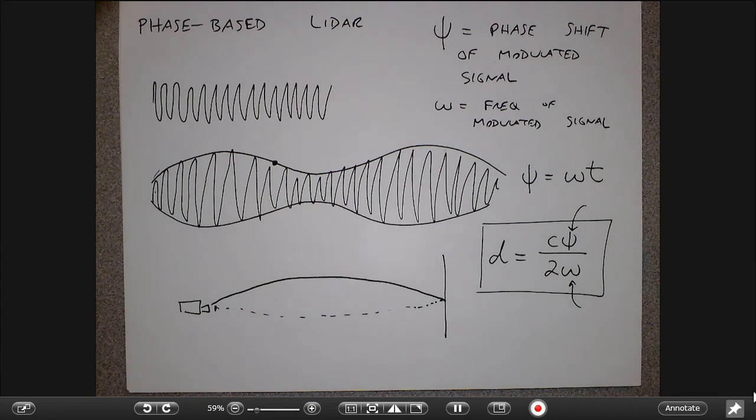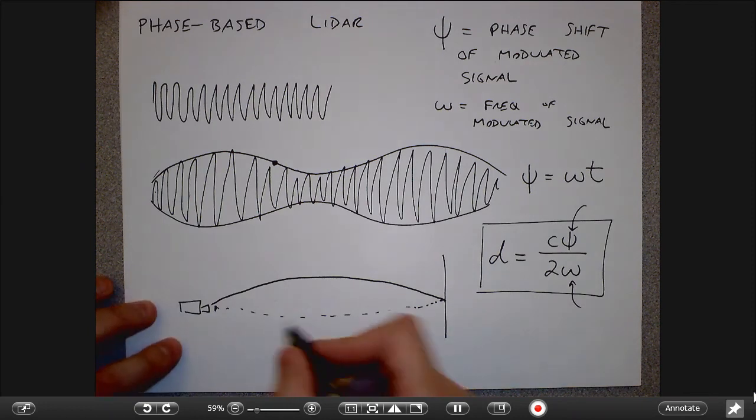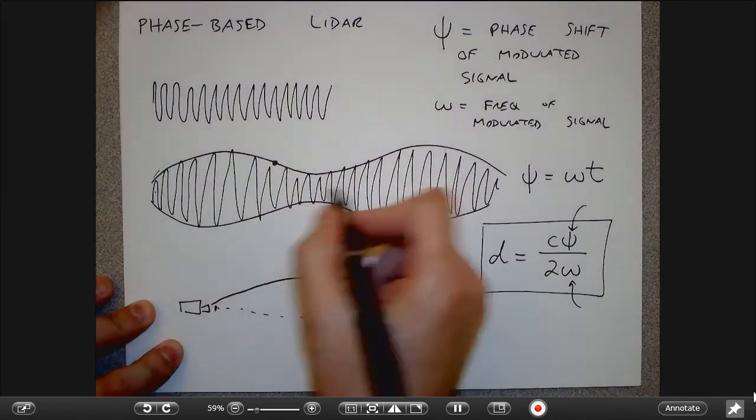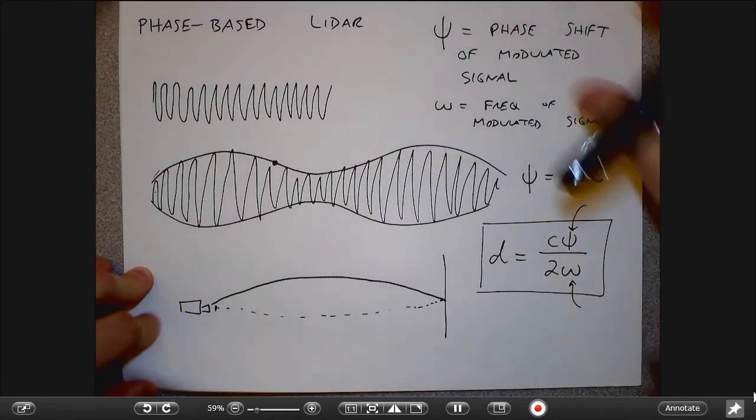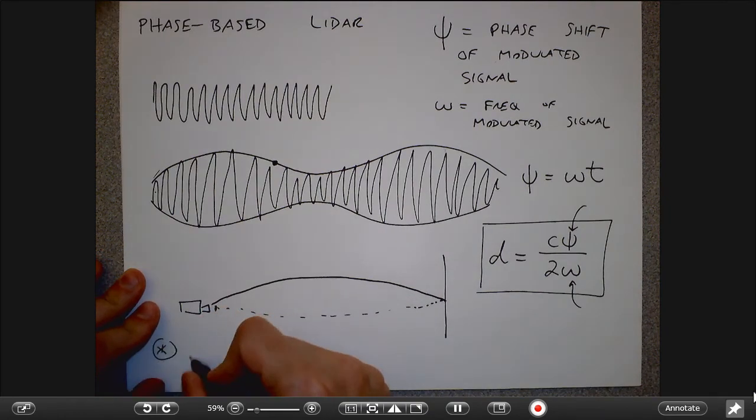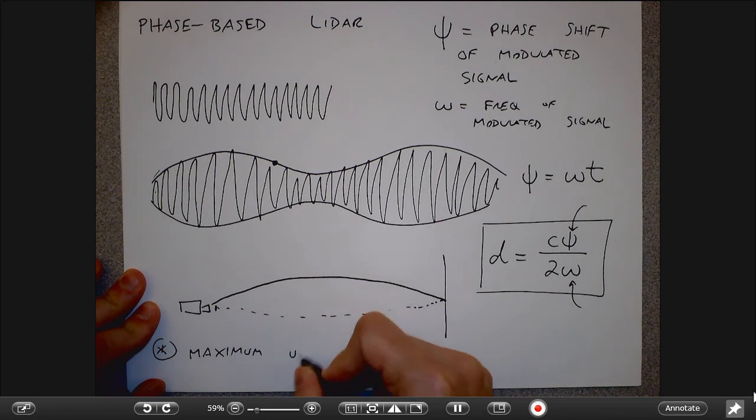Okay. The downside is that there is an ambiguity here. Suppose that I've got an object that happens to be exactly one period away from the scanner. When I come back to the scanner, I've gotten one full period, right? But now if I have another object that is one full period away, I've gone one full period there and one full period back, so the phase shift for both of those things will be exactly the same. And so you can't distinguish things that are, well, there's an ambiguity. There's a maximum unambiguous sensing range.